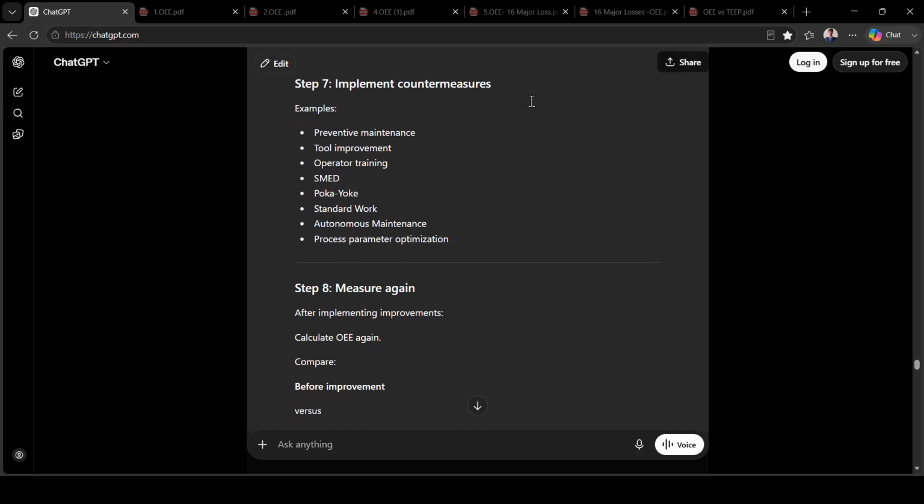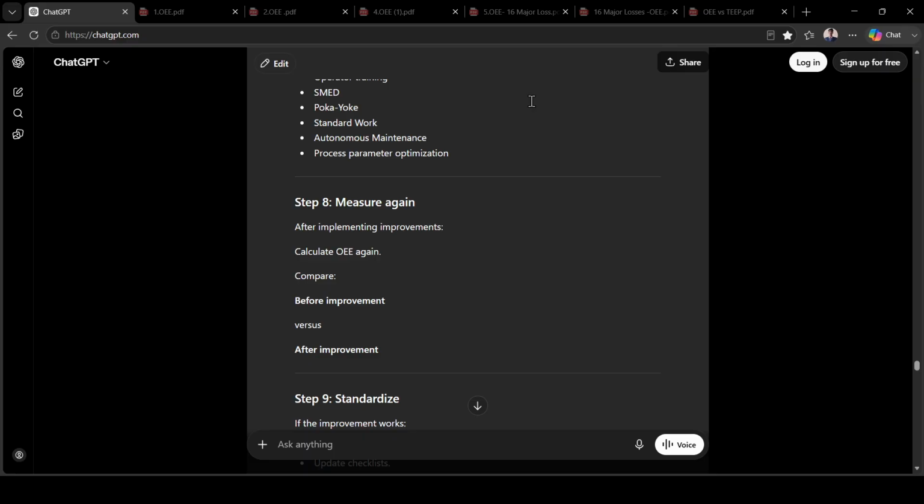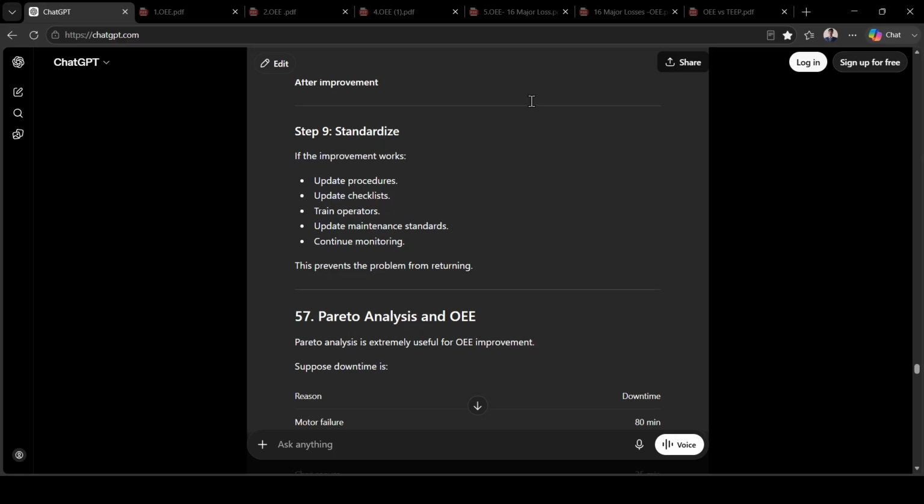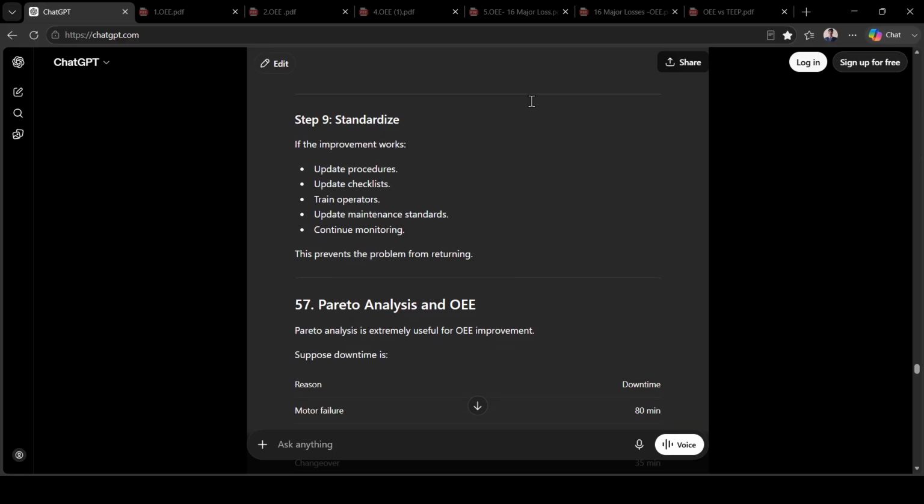Step 8, measure again. After implementing the improvement, calculate OE again. Compare before improvement versus after improvement. And standardize. If the improvement works, update the procedure, update the checklist, train the operator, update the maintenance standard, continue monitoring. And this prevents the problems from returning.